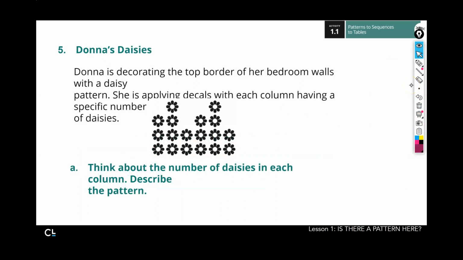Donna's daisies. Donna is decorating the top border of her bedroom wall with a daisy. She is applying decals, each column having a specific number of daisies. Think about the number of daisies in each column. Okay, so let's see. We got 3 daisies in that column, 4 daisies in that column, 2 daisies in that column, 3 daisies, 4 daisies, and 2 daisies. So there we have the pattern.